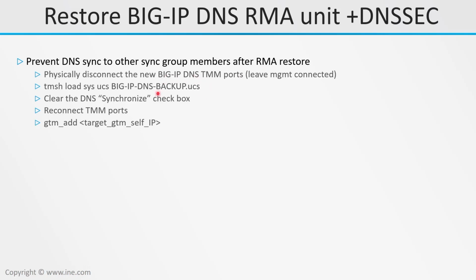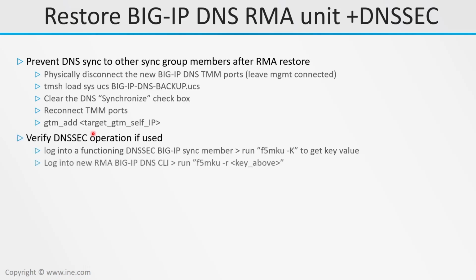The first thing we want to do is physically disconnect the new DNS TMM ports. This is the new RMA unit, and we leave the management port connected. So this allows us to still get to the GUI or SSH, and then we can run the tmsh load command to load our UCS file. And we want to log into the GUI and clear the DNS synchronize checkbox. Then we can reconnect the TMM ports and then do the gtm_add to an existing target GTM self IP.